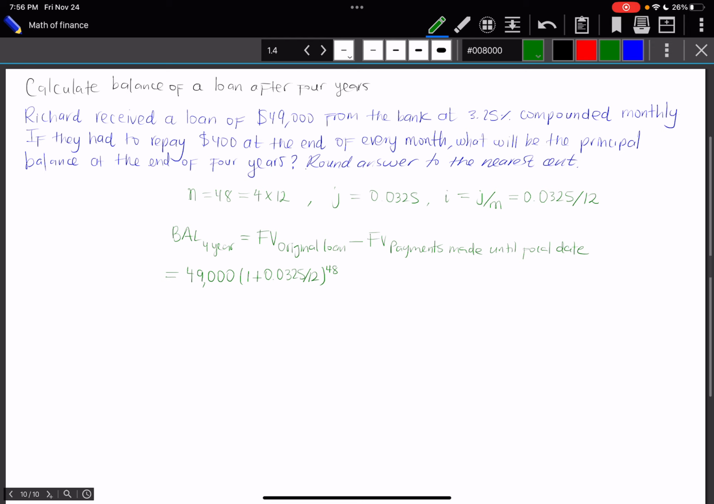And we subtract the future value of payments made until the focal date, which is computed by using annuities. Because we're working with an ordinary simple annuity, we use the formula PMT, the amount of the periodic payment of the annuity, in this case 400, times (1 plus i) raised to the n, where i is 0.0325 divided by 12 and n is 48, the total number of payments during the term of the annuity, take away 1, divided by the periodic interest rate, 0.0325 divided by 12.